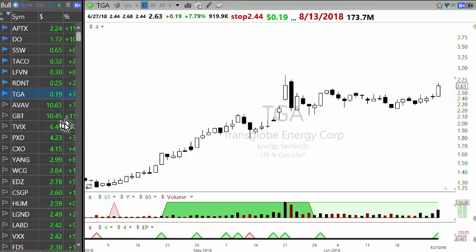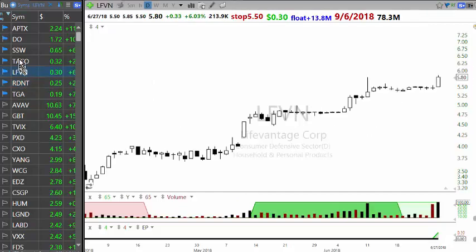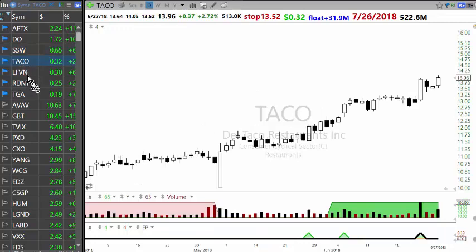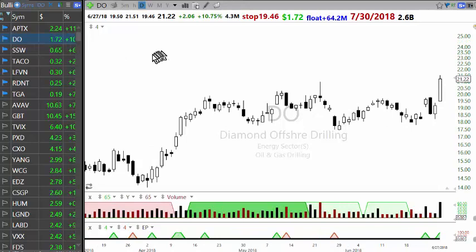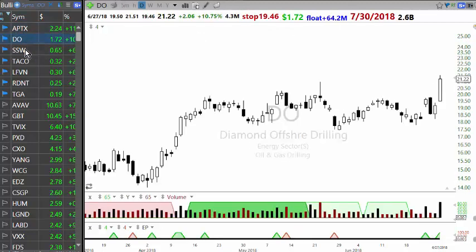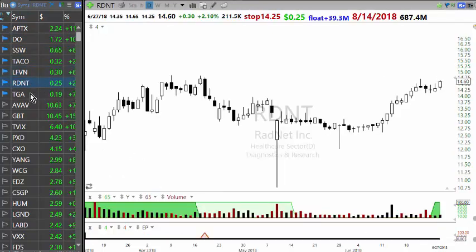So this is the choice which you have. When you have a choice like this, you can always select the one which has the lowest float, or depending on your size of the account, or the one which has the highest price, or which is not up much. So all those factors, or whichever has more volume. But if you have a smaller account, I would say always go buy something which has a lower float. So you have good candidates today: APTX, Diamond Offshore, SSW, TACO, LFVN, RDNT, and TGA.